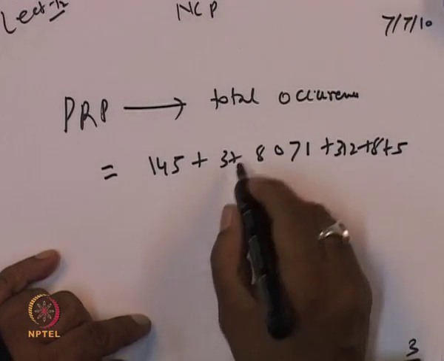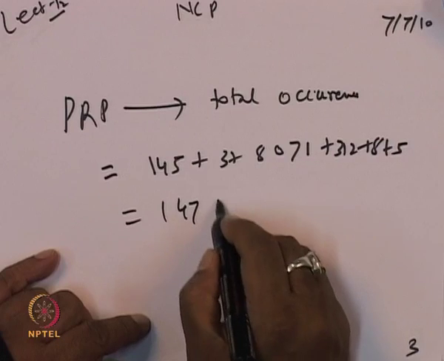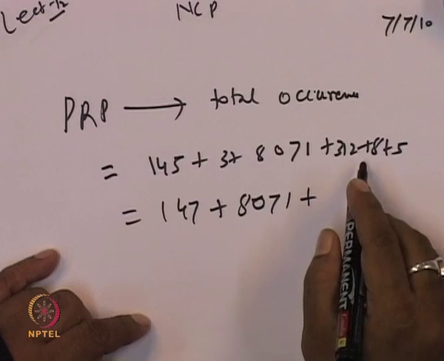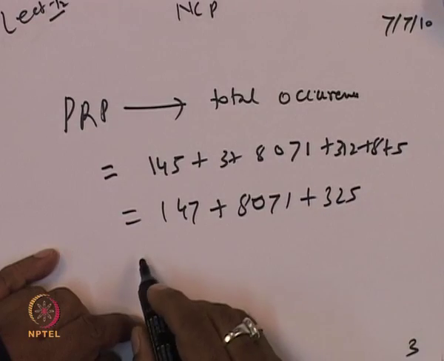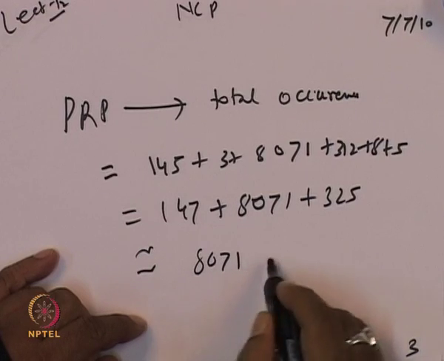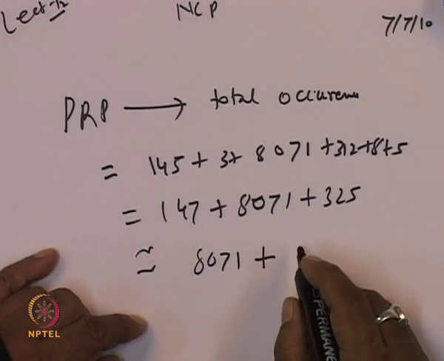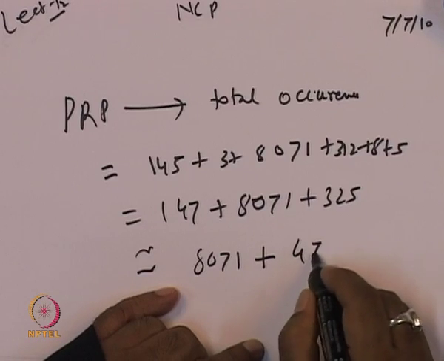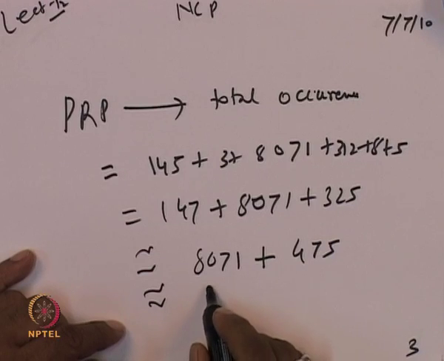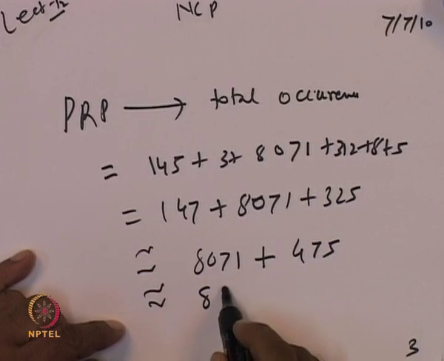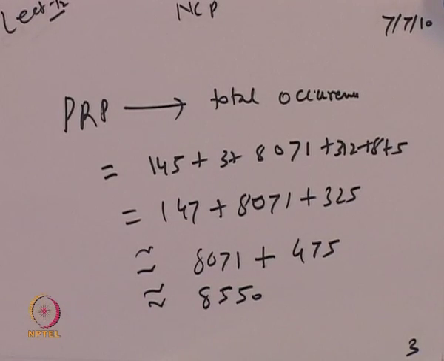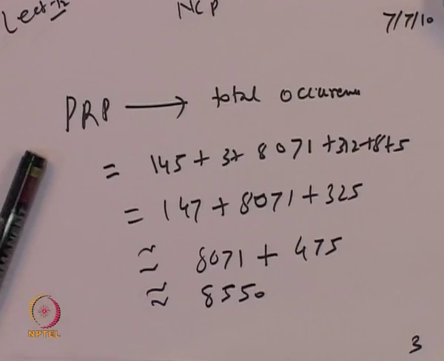Okay. So, this comes out to be 147 plus 8071 plus 325, and this is roughly equal to 8071 plus 475, which is roughly equal to 8550. Okay. So, this is 8550 roughly.